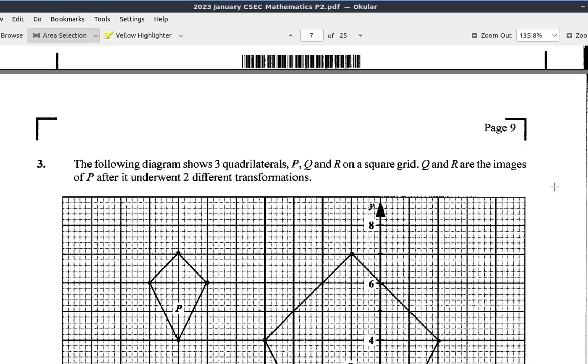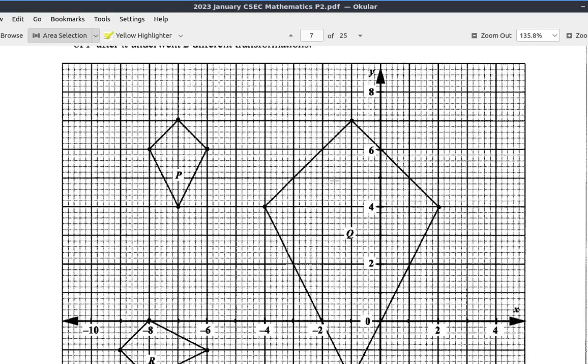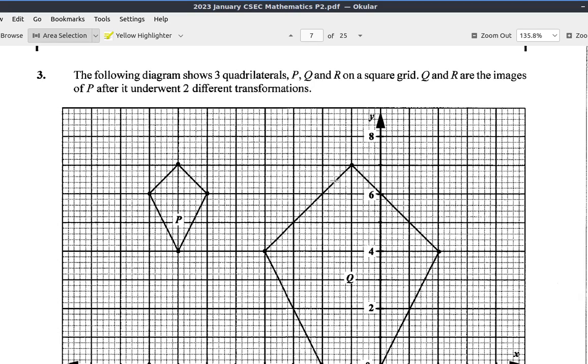This is question 3 of the January 2023 CSEC Mathematics Paper 2. Now, we see what happened here. It says the following diagram shows 3 quadrilaterals. So you know quadrilateral means 4 sides and 4 angles, alright?